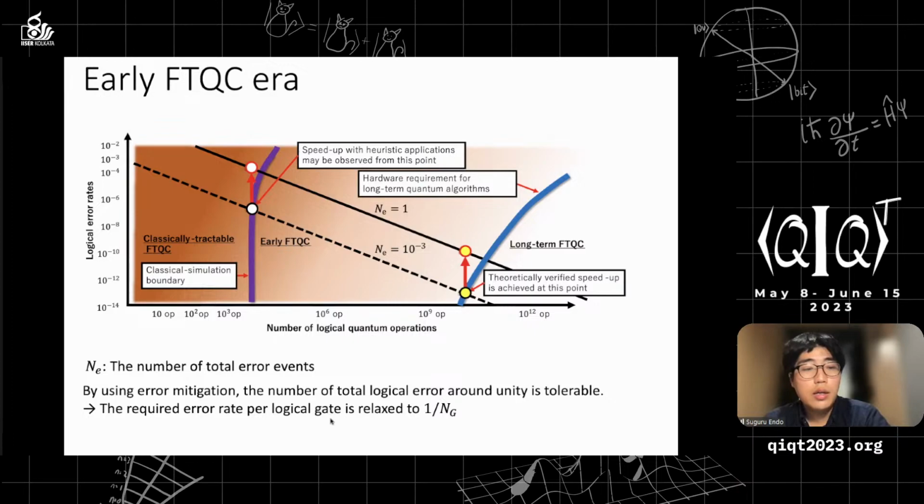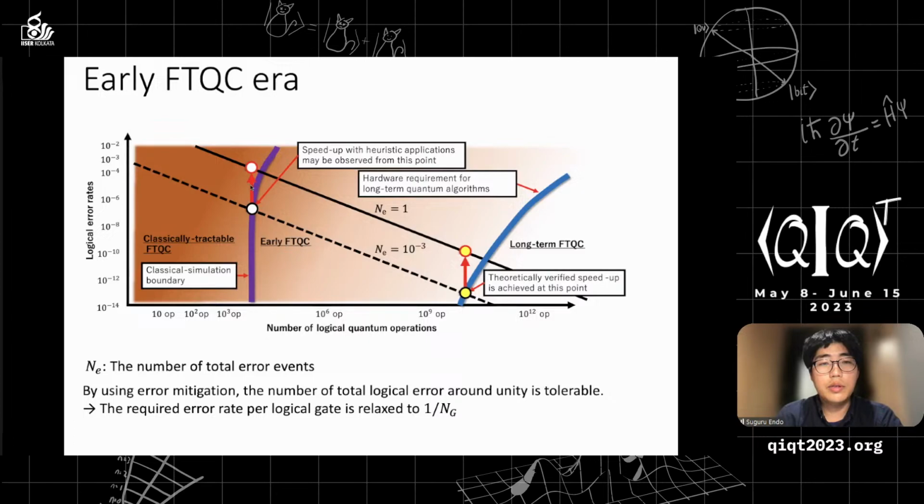The essence of our work is that when we use quantum error mitigation, the total number of logical errors in a quantum circuit can be of order unity. So if the average number of error events in the quantum circuit is one or two, quantum error mitigation can help reduce that error. So we do not have to rely on encoding to reduce errors. So we can relax the requirement of the logical error rate from this level to this level.